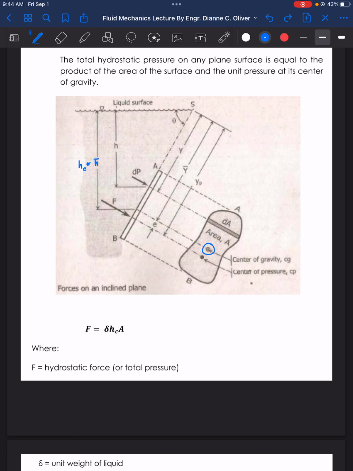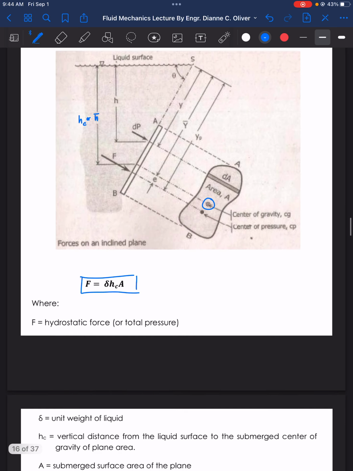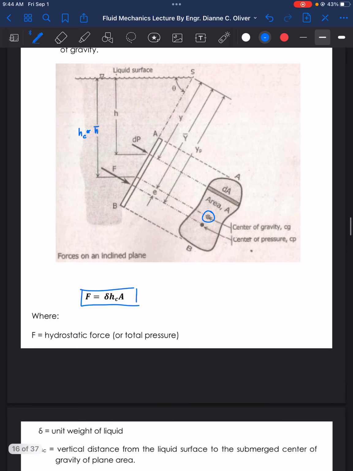So the formula for the hydrostatic force is equal to, again, gamma of the liquid in which you submerge the body, multiplied with the vertical distance from the liquid surface, that is the HC, and the area of the submerged surface of the plane.